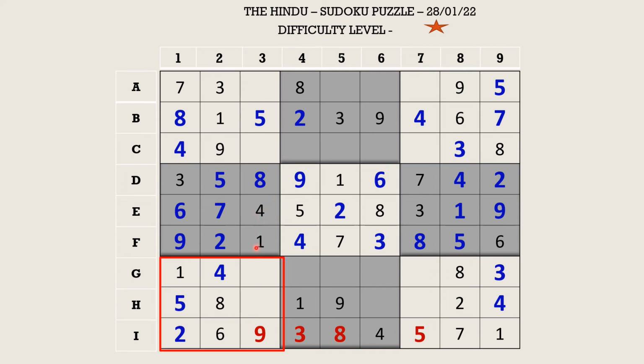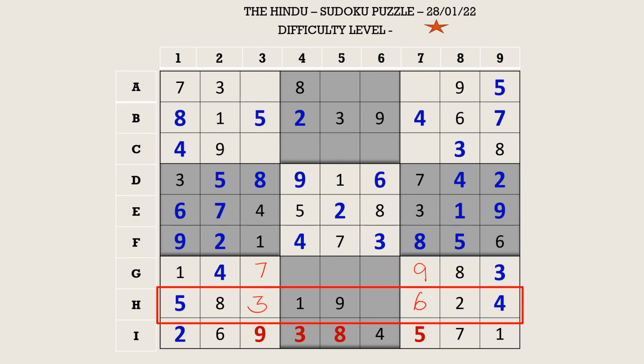In the 7th block, the missing numbers are 7 and 3. There is a 3 from G row blocking here. So G3 takes 7 and H3 takes 3. Now in the 9th block, the missing numbers are 6 and 9. There is a 9 blocking from H row. So H7 takes 6 and G7 takes 9. Now in H row, the only missing number is 7.